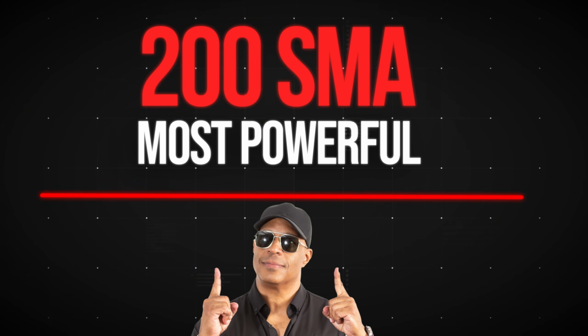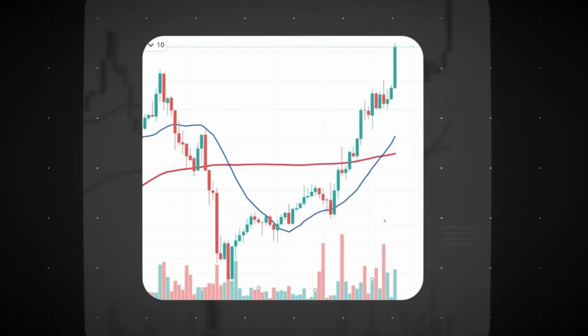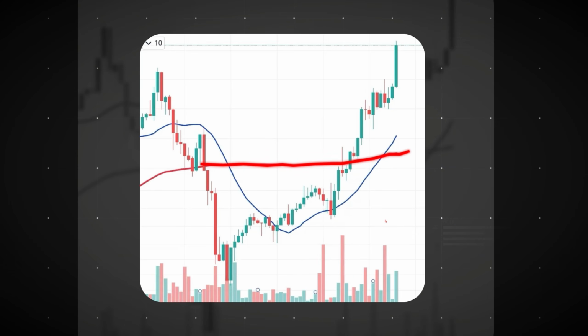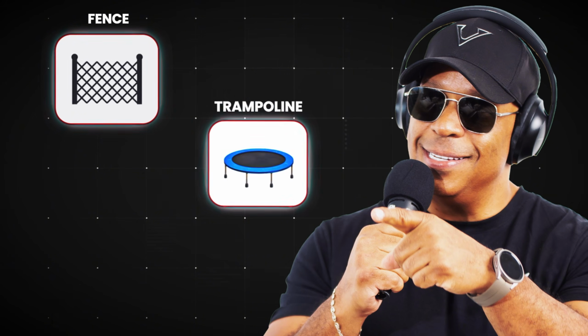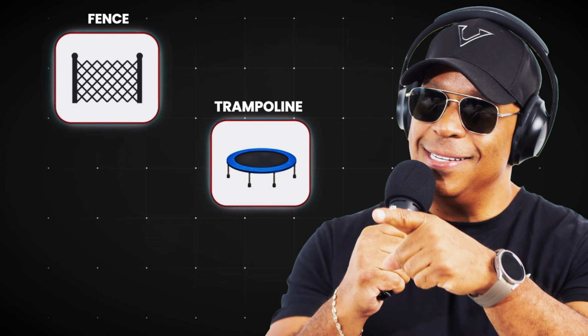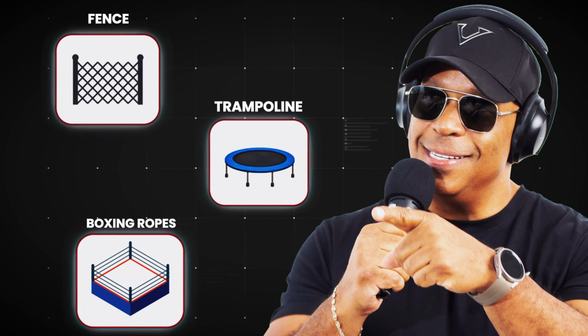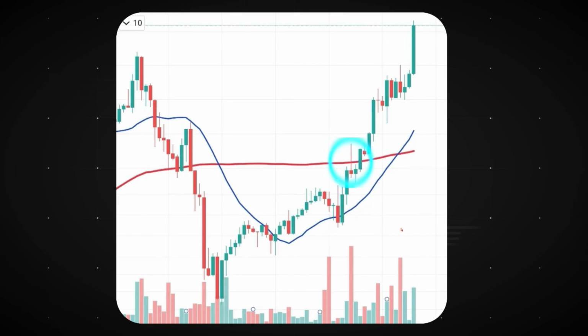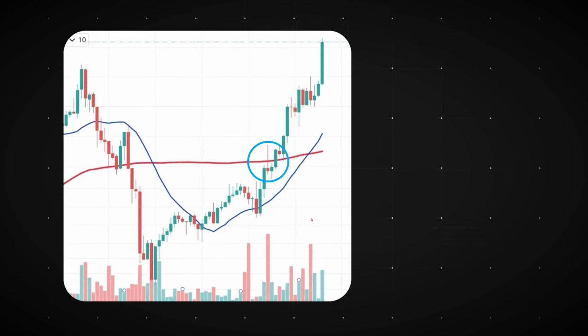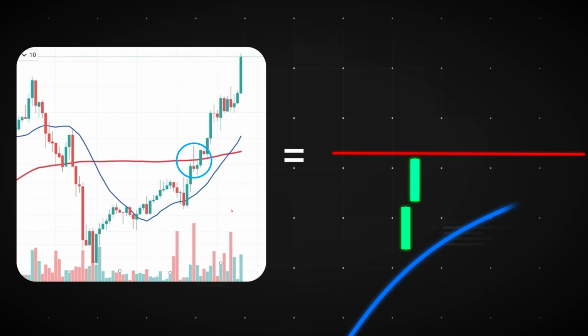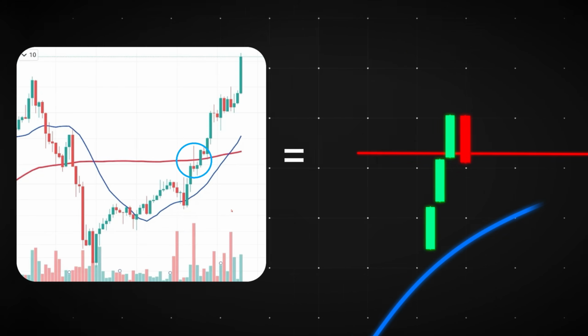I want you to also understand that the chart would have you believe that the 200 is very thin like that, but in reality, the 200 is more like a zone. It's a support and resistance zone. So look at it more like a fence you can lean on, or a trampoline you can bounce on, or better yet, boxing ropes you can lean against. So this is not really a break of the 200 per se. It's a lean against the ropes, and the ropes swing the stock back. So we press up against the ropes and get thrown back a bit.